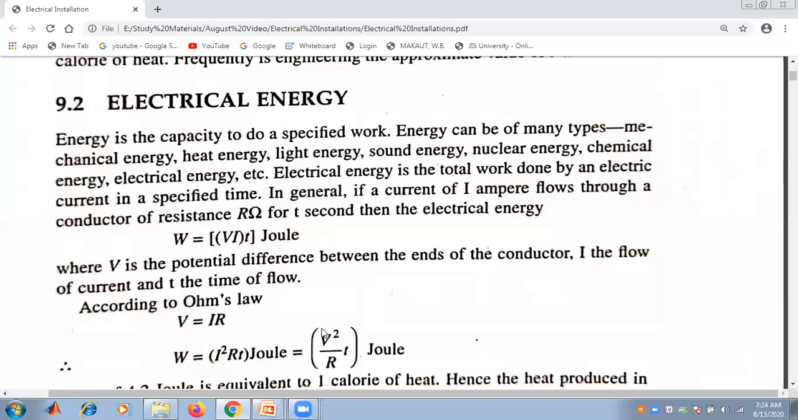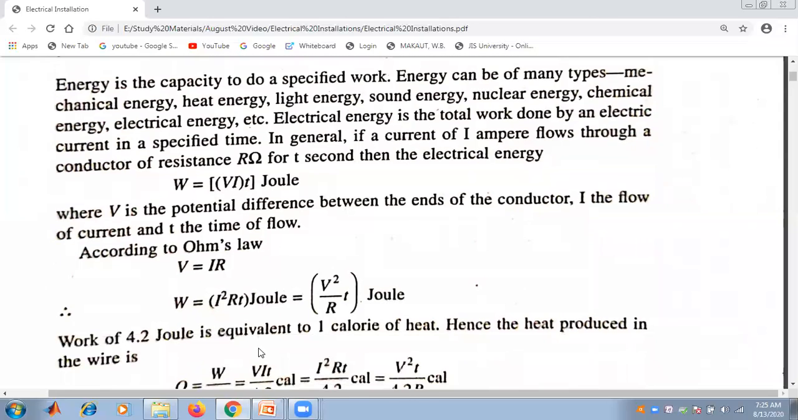According to Ohm's law, V equals IR. If I put this value of V in the equation, W becomes I square RT joule, or V square by R into T joule.